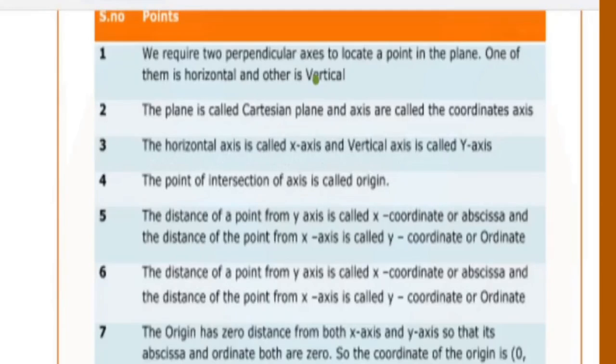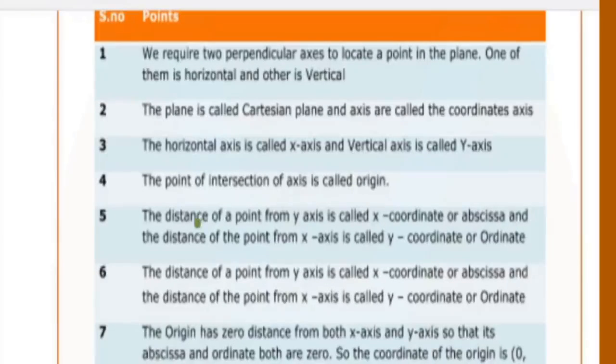First one, we require two perpendicular axes to locate a point in the plane. One of them is horizontal and the other one is vertical. The plane is called the Cartesian plane and the axes are called coordinate axes. If only one axis is there, then we call it an axis. If both lines are there, we call them axes. The horizontal axis is called the x-axis and the vertical axis is called the y-axis. And the point of intersection of the axes is called the origin.